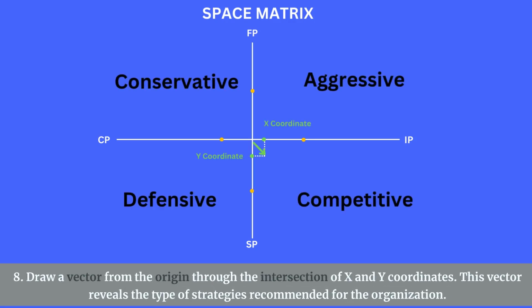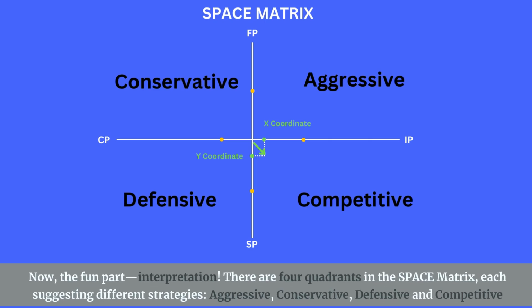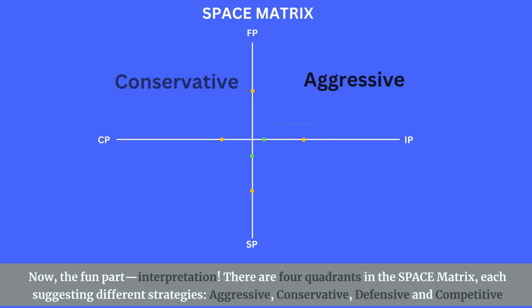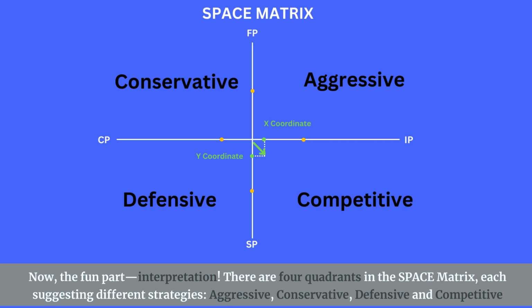8. Draw a vector from the origin through the intersection of x and y coordinates. This vector reveals the type of strategies recommended for the organization. Now, the fun part, interpretation. There are 4 quadrants in the space matrix, each suggesting different strategies: aggressive, conservative, defensive and competitive.